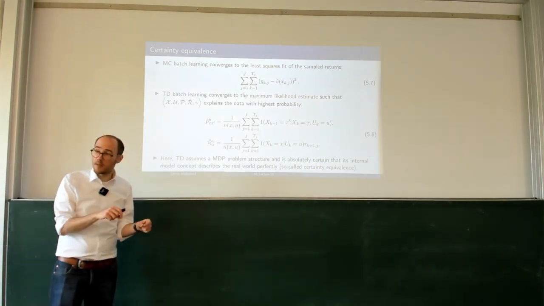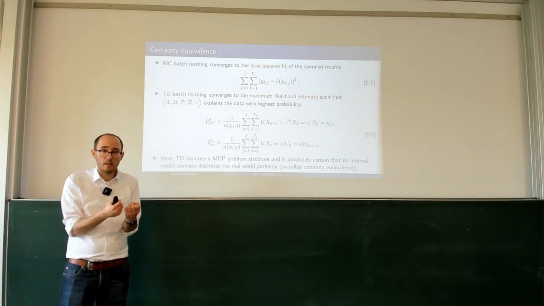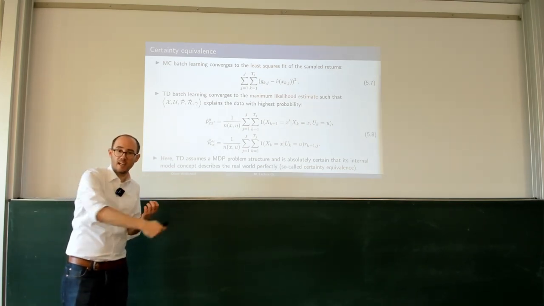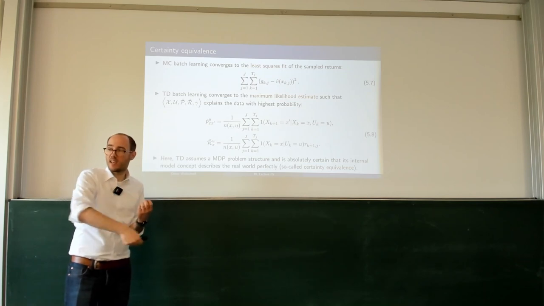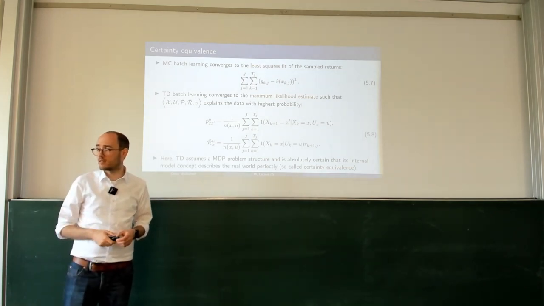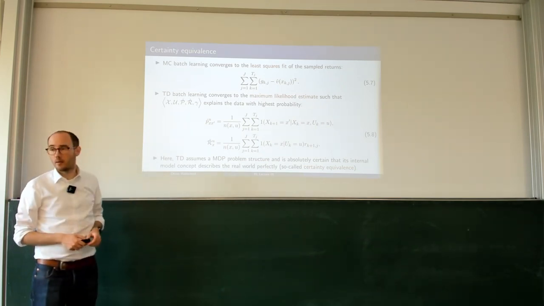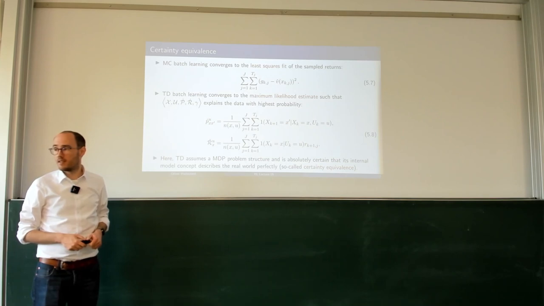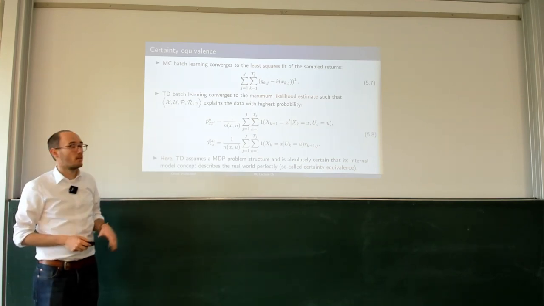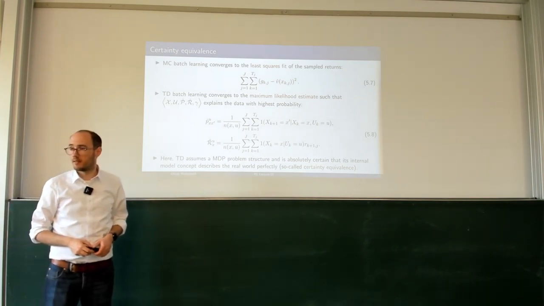If we have limited data and we want to squeeze the maximum information out of this data by reiterating over the entire batch of data again and again until the state value estimates do not change anymore, then in this case we will actually come to different results. Because Monte Carlo is something like a least squares estimator and TD is a maximum likelihood estimator.